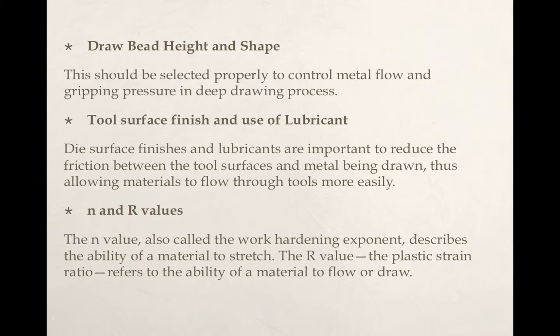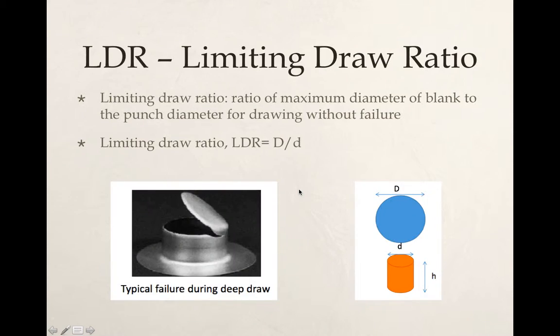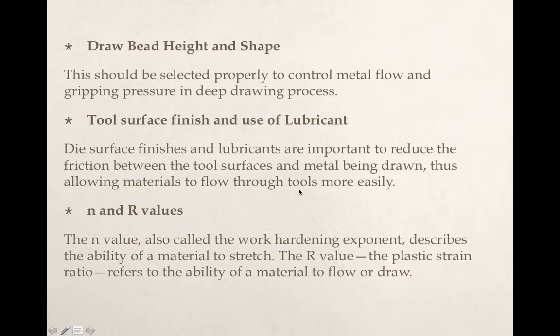And then we have the tool surface finish and use of lubricant. When the blank is pressed inside, the die surface finish and the lubricants are important because they reduce the friction between the tool surface and the metal being drawn. So basically, let me show you this here. If the friction is less, it is a smoother drawing process, and it will allow materials to flow through the tools more easily.